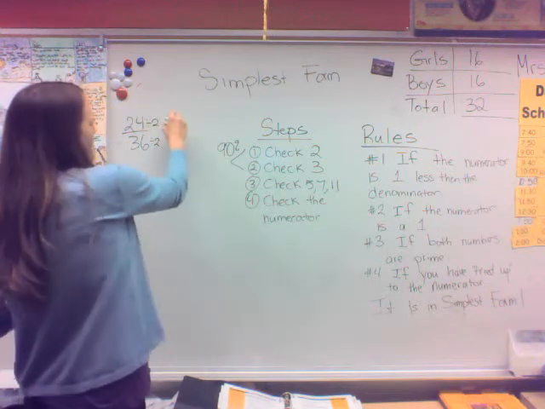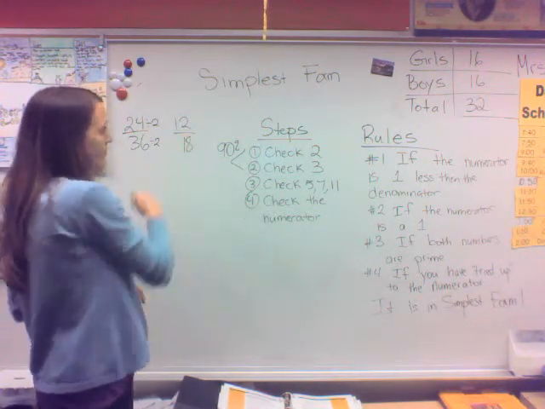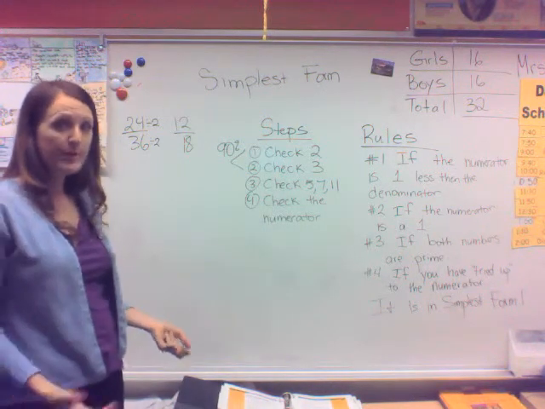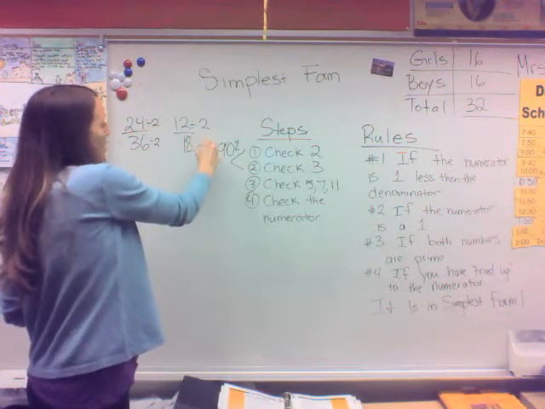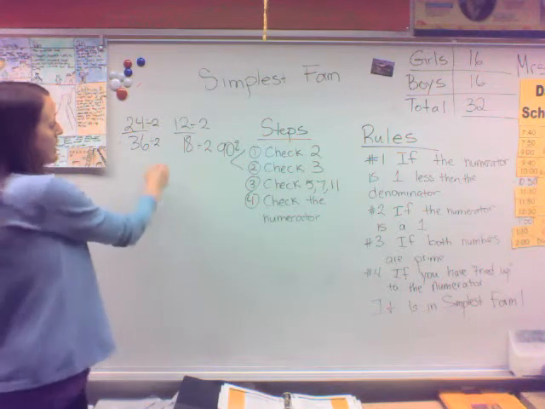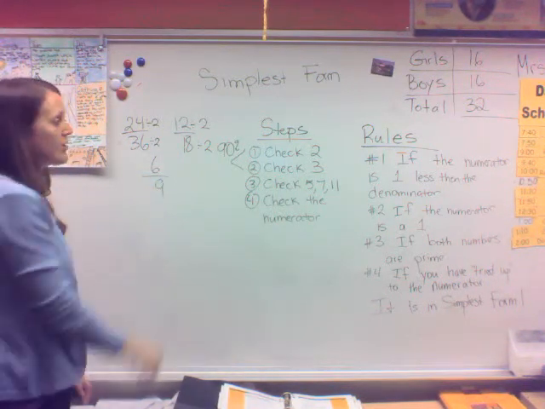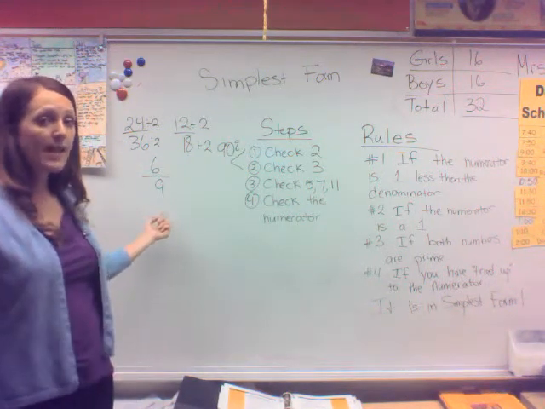24 divided by 2 is 12. 36 divided by 2 is 18. Not done, but I do start again. Can they both be divided by 2? Yes, because they're both even. 12 divided by 2 is 6. 18 divided by 2 is 9. Start again. Can they both be divided by 2? No, because 9 is odd.